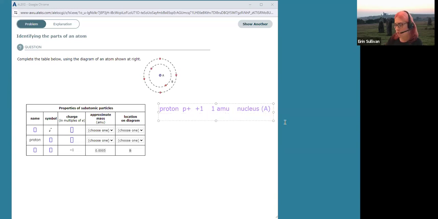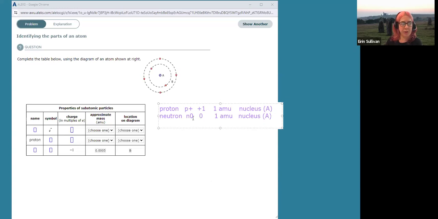So a neutron has no charge associated with it. The neutron has the symbol n, or sometimes n superscript 0. That is a numerical 0, not an O. So there is no charge associated with it, and its mass is about the same as the mass of a proton, 1 AMU, and the neutron also abides in the nucleus, which is also location A on that ALEKS diagram.